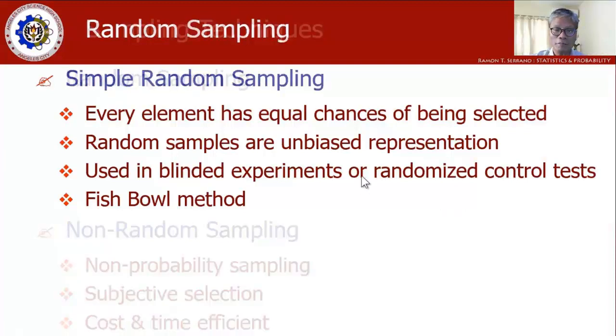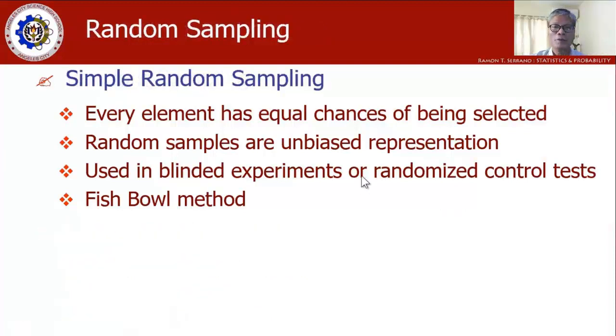The first one is, of course, the simple random sampling. It's very simple. That's what I explained a while ago. Okay, wherein everybody has equal chances, and then you can place all the names inside the fishbowl and then select one at a time, just similar to raffle draws, okay? Assuming that the weights are the same, right?